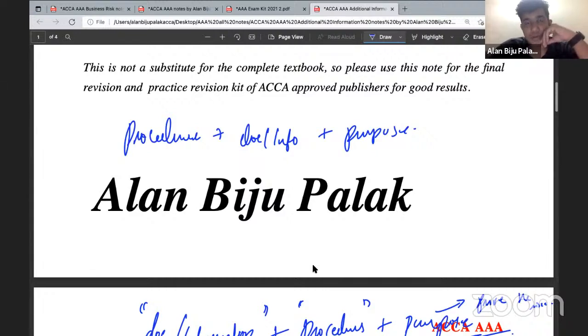Next one, review board minutes in order to ensure dash.